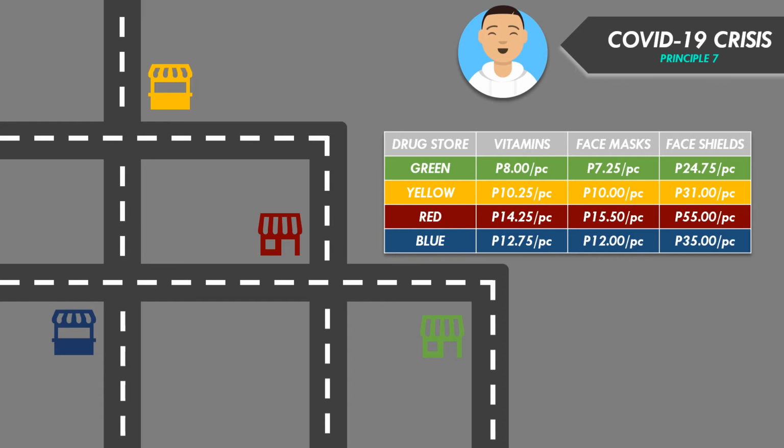As shown in our illustration, drugstore green is the closest and most realistic price for the production of vitamins, face masks, and shields, while drugstore red, obviously, sells the said products at an overpriced rate. During this pandemic, scientists and doctors recommend taking vitamins to boost our immune system to fight any other diseases while maintaining and observing the minimum health protocols wherever we are.